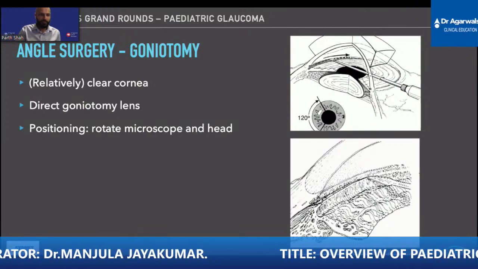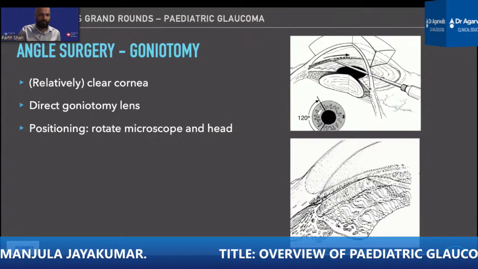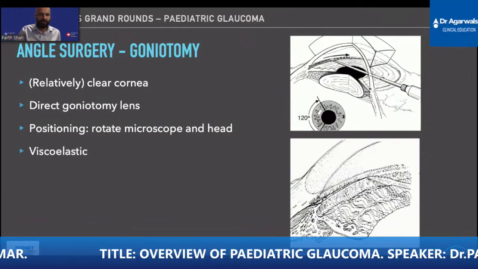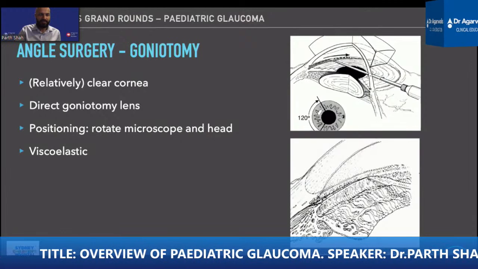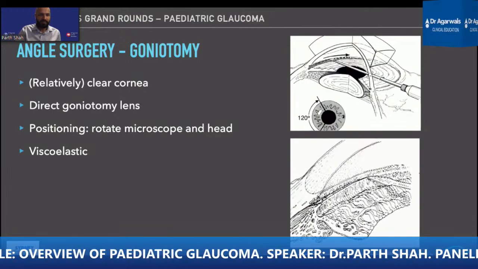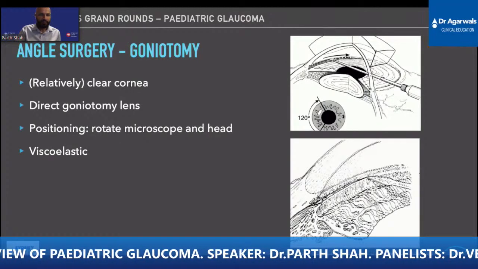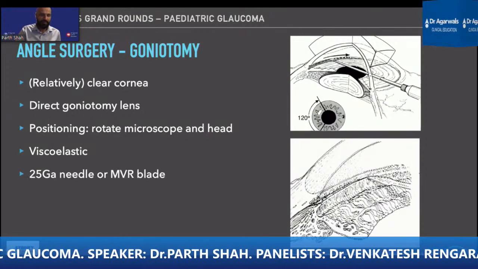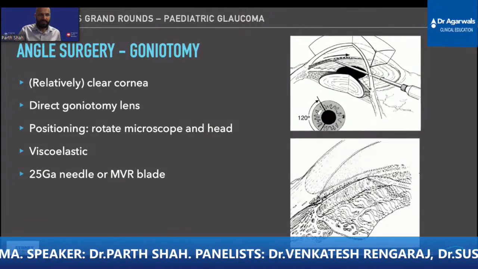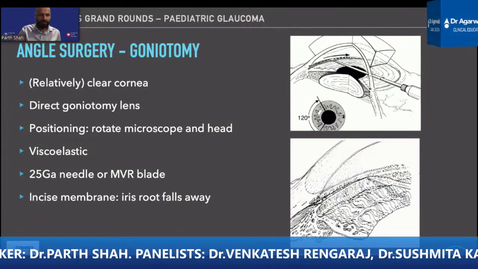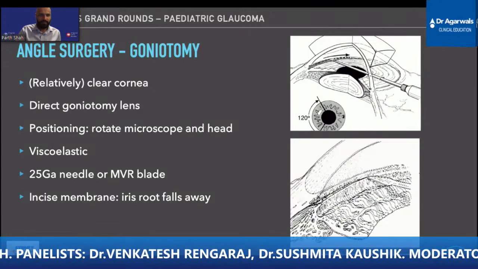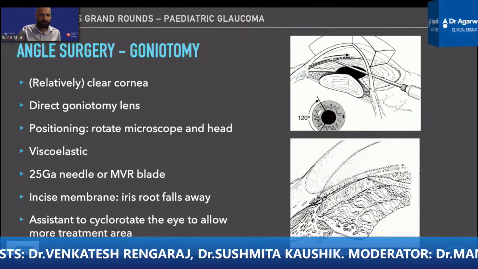One of the main issues with a goniotomy is getting the setup correct and rotating the microscope and the head of the child. Viscoelastic can be injected, which certainly makes the surgery safer, but it does need to be removed as much as possible at the end. Either a 25 gauge needle or an MVR blade may be used, and the iris root falls away, and this can be visualized intraoperatively.